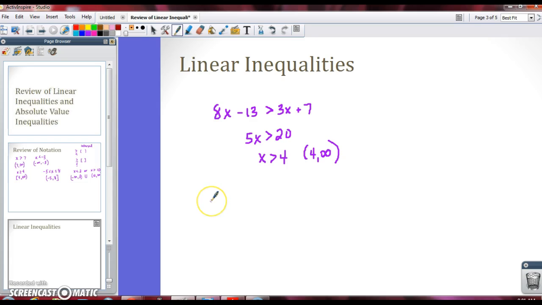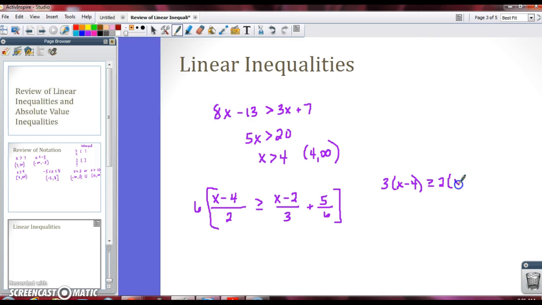Similarly, if you have a fractional inequality, or an inequality with fractions in it, you're still going to solve it the same way, but the first thing we want to do is to get rid of the fractions. So of course I'm going to go ahead and first multiply everything by my common denominator here of 6, and that would give me 3 times x minus 4 is greater than or equal to 2 times x minus 2 plus 5.